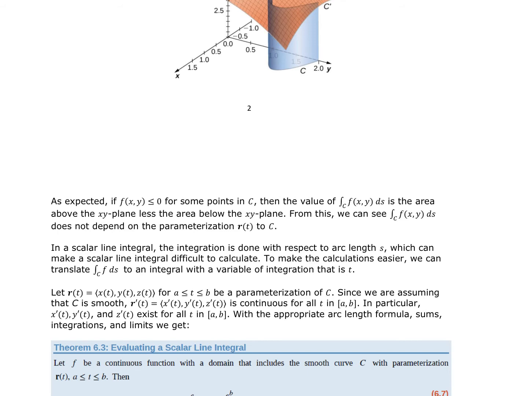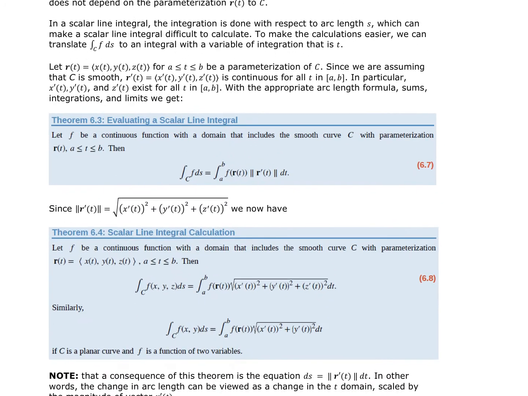So then if we have the appropriate arc length formula, sums, integrations, and limits, we can then say, oh, cool. Let f be a continuous function in the domain of the smooth curve C with a parameterization of r of t. Then I can integrate and find my line integral of f ds as the integral from a to b of f of r of t multiplied by the magnitude of r prime of t dt.